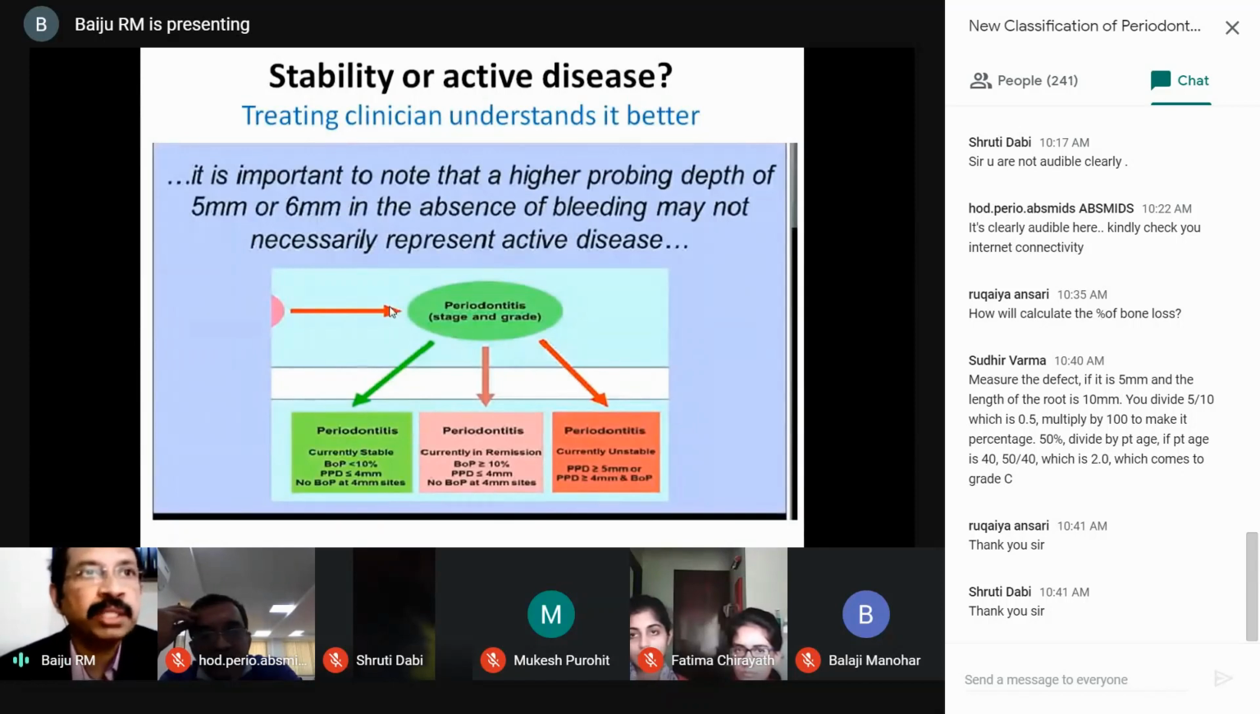But you are treating the patient, you are following up the patient. Just by saying 1 or 2 sites are still showing more than 5 mm pockets, but it's not showing any other signs of active disease, like suppuration, bleeding, or discomfort, you are not unhappy. So this is a caveat in the new classification system. It is purely based on the treatment.